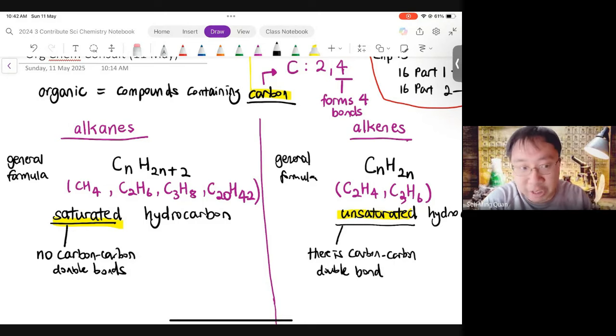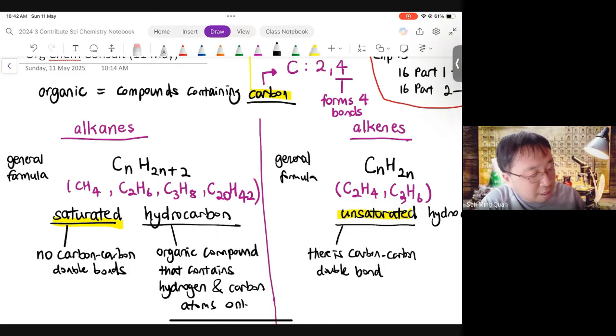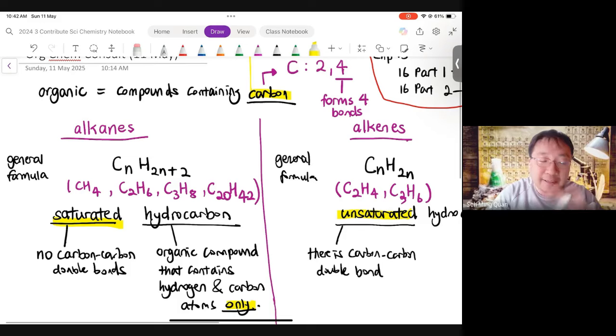Okay, so you will need to know definitions like saturated and unsaturated. The next thing you need to know is, of course, what is a hydrocarbon? This is very crucial. Another definition you need to know. Hydrocarbon means organic compound, but not just any organic compound. It's an organic compound that contains, as the name suggests, hydrogen and carbon atoms only. So the key thing here is that it must only have hydrogen and carbon to be called a hydrocarbon.